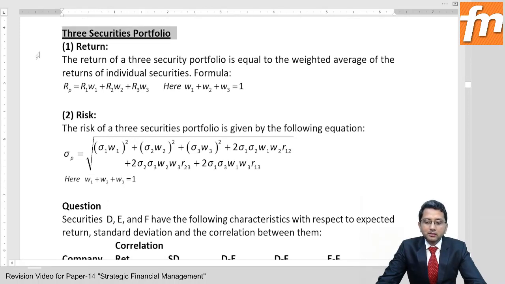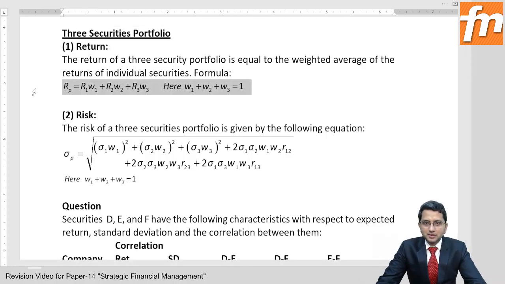How to calculate return on a three securities portfolio? It is again a weighted average of individual returns. So return on portfolio is equal to R1 into W1 plus R2 into W2 plus R3 into W3. Here I am not dividing by the total of weights because W1 plus W2 plus W3 is assumed to be 1.